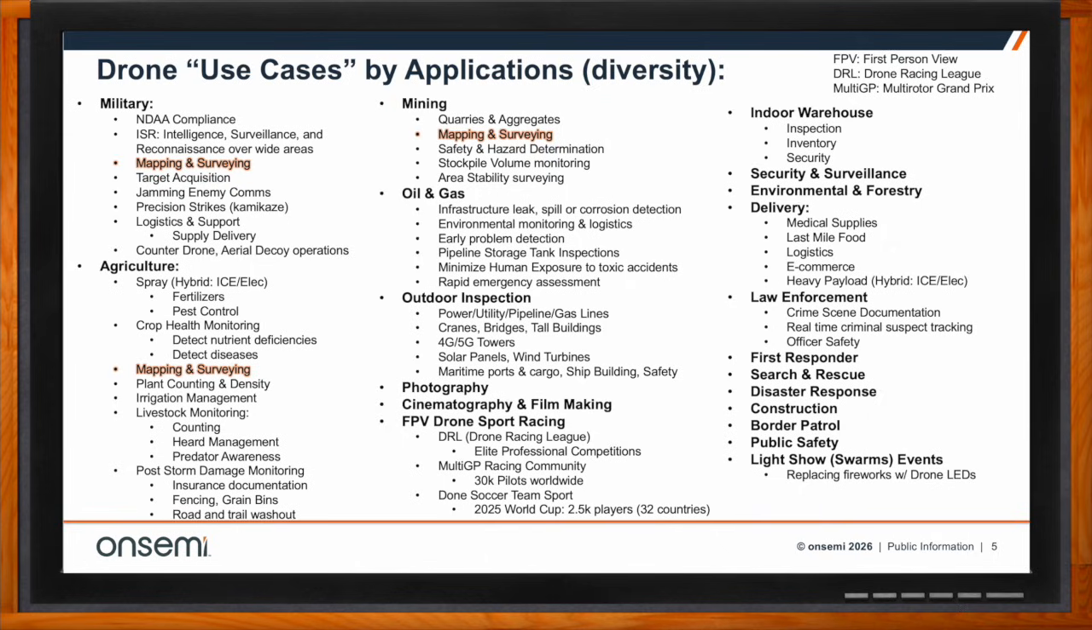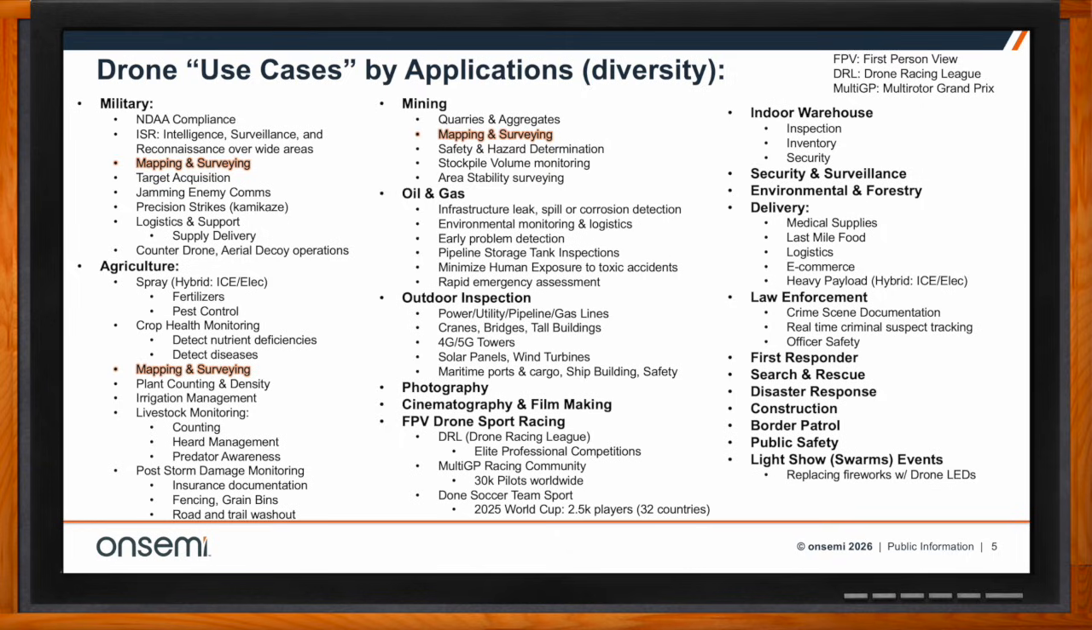For example, for military, you've got intelligence, surveillance, and reconnaissance. Mapping and surveying is a popular use case for many of these applications. Target acquisition. If you go down to agriculture, you've got fertilizer and pest control spray. You've got crop health monitoring for detecting nutrient deficiencies or diseases, more mapping and survey, plant counting and density, livestock monitoring. If you go over to mining, quarries and aggregates, you've got mapping and surveying, safety and hazard determination.